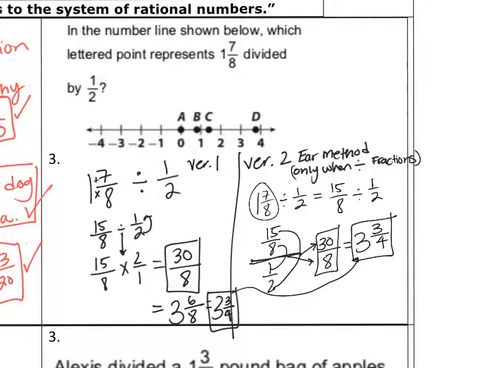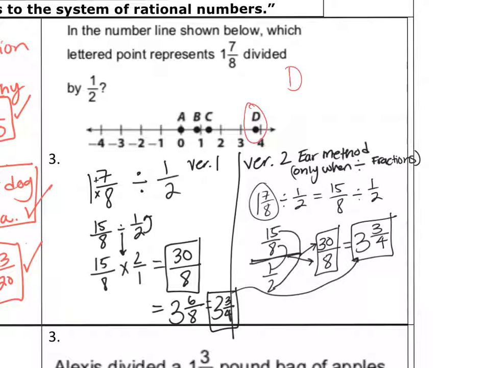Okay, so now let's see which point represents 3 3/4. So A is at the origin, which is 0. So it can't be A because it's at 0. B is a little less than 1. C is 1 point, maybe 3. So D is the closest one, 3 3/4. So D is the correct answer.